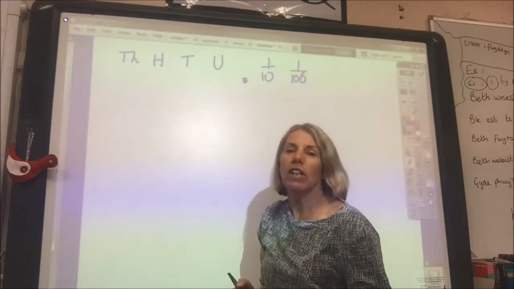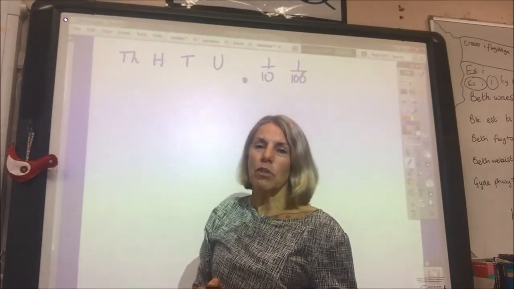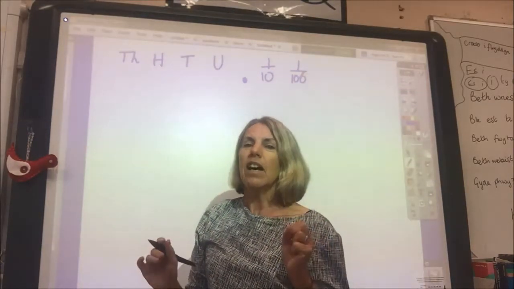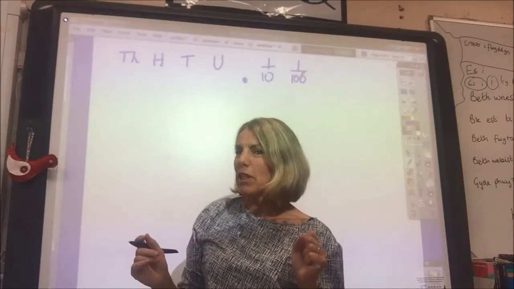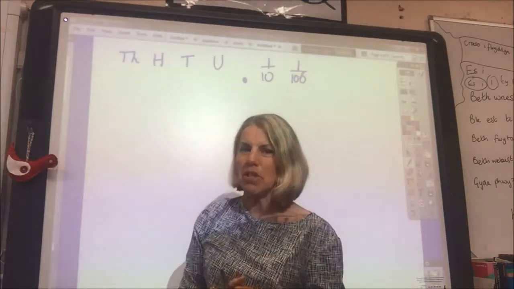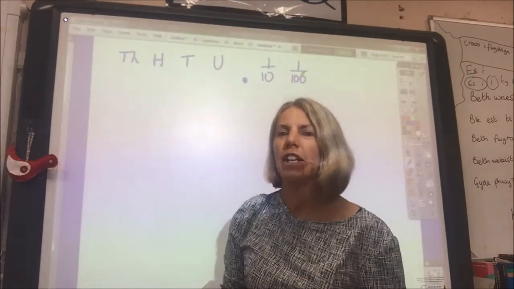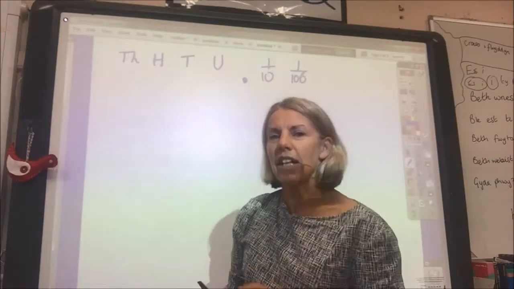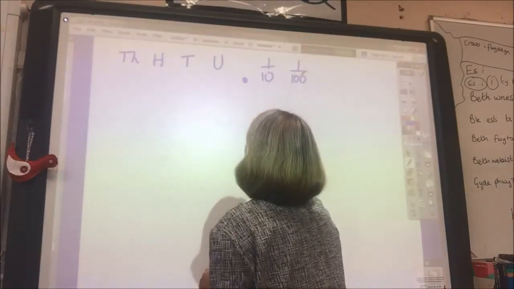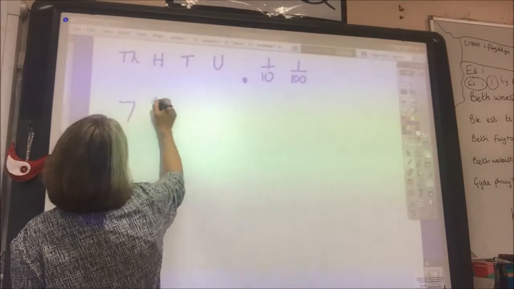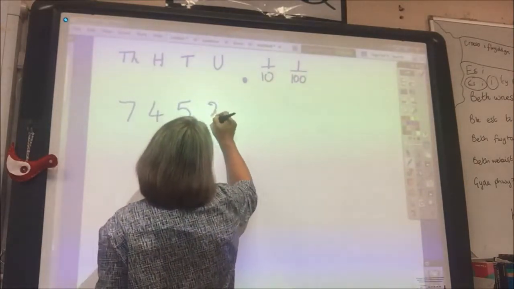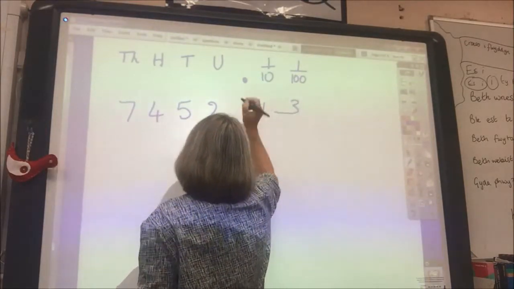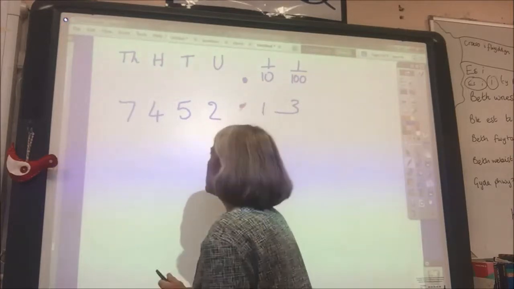Now you can write that in words if you want, but I'm a little bit lazy and it gets increasingly difficult to spell and takes up more room on the paper. So I think a fraction is more efficient here. So let us have a look at a number. If we start with, let's put any numbers in at all, 7, 4, 5, 2, 1, 3, and a nice big fat decimal point in the middle.